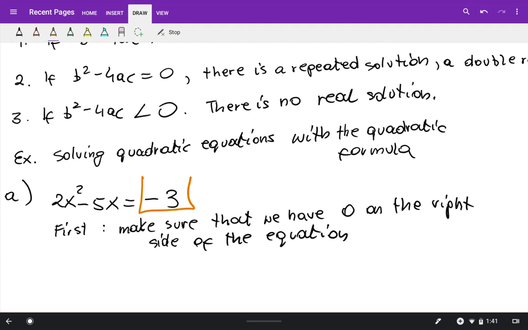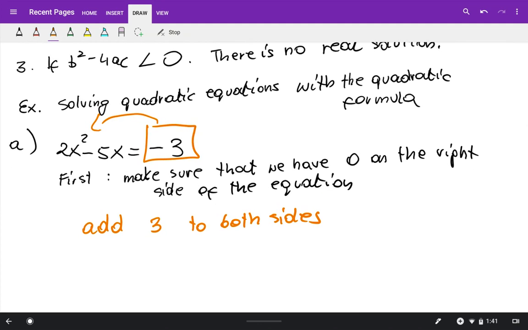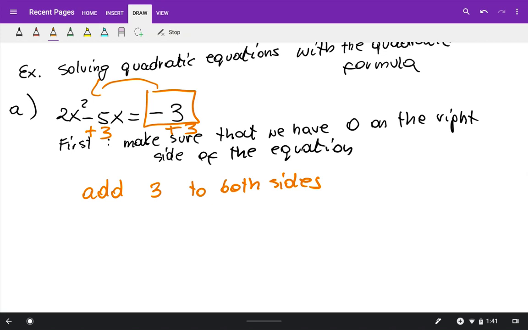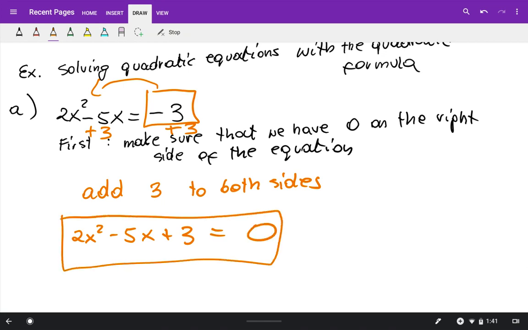So that means we need to move that negative 3 to the left side. So I'm going to add 3 to both sides. Okay, hope you guys don't mind that I'll put it like this, plus 3. And that will give us 2x squared minus 5x plus 3 equals 0. Now, when we have an equation like this, we're ready to apply the quadratic formula.